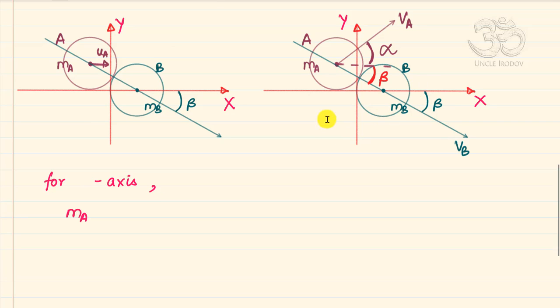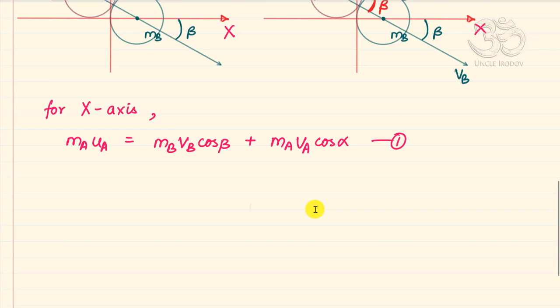So for the x-axis, you will have MA UA is equal to MB VB cos beta plus MA VA cos alpha. Sorry, I said UB earlier, this is VB. This is equation number 1.